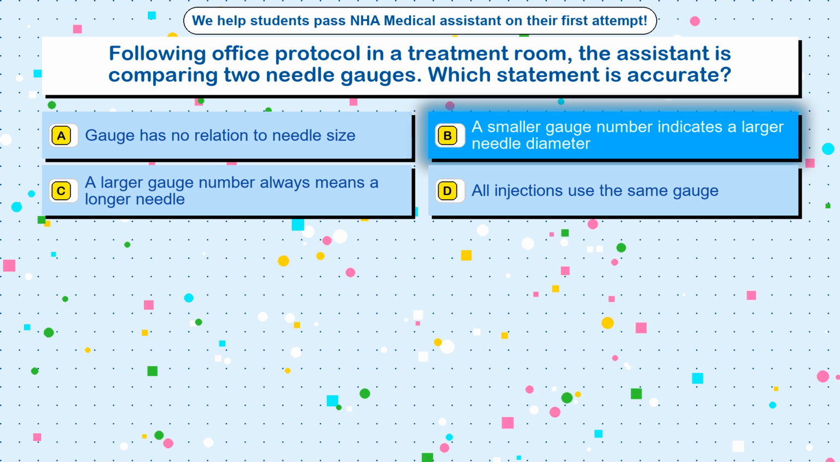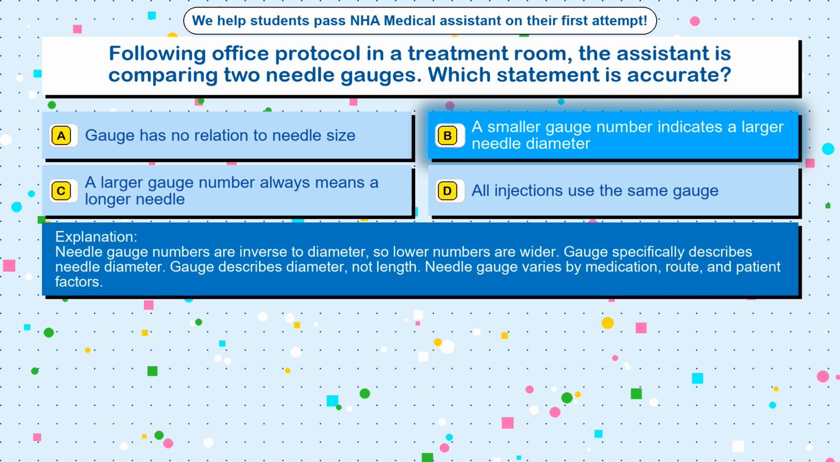The correct answer is option B, a smaller gauge number indicates a larger needle diameter. Needle gauge numbers are inverse to diameter, so lower numbers are wider. Gauge specifically describes needle diameter. Gauge describes diameter, not length. Needle gauge varies by medication, route, and patient factors.